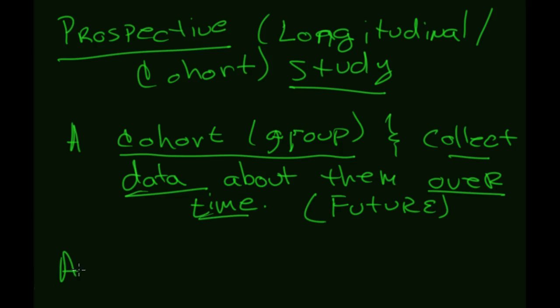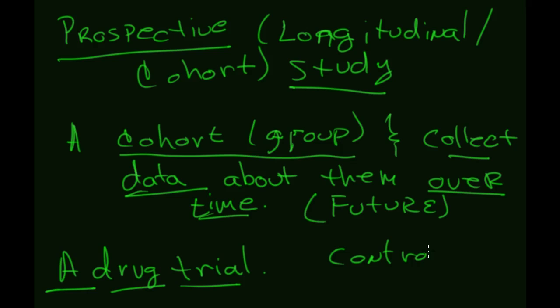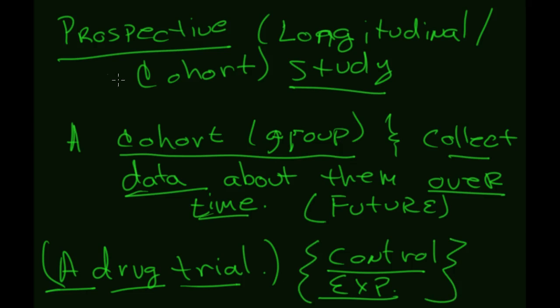Something like a drug trial for a pharmaceutical firm would be a good example of this. You identify who is your control group, you identify who's your experimental group, you look at the benefits and side effects of the drug over a period of time based on these two cohorts, and you have done a prospective study on these two groups.